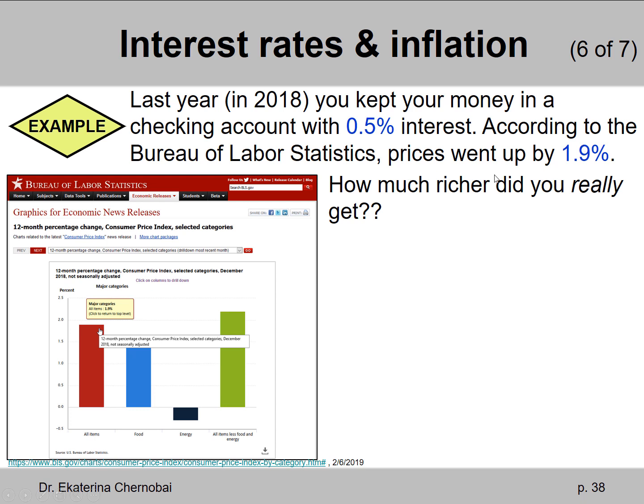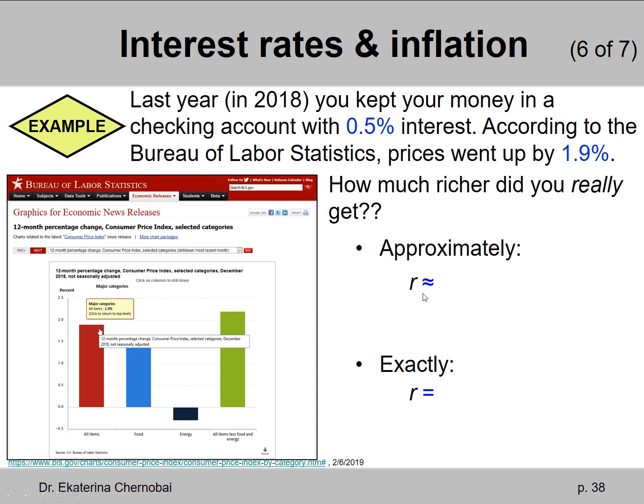What does it mean? So let's answer the following question. How much richer did you really get in 2018? If you earned a 0.5% interest on the money in your account, but prices went up by 1.9%. So let's do the math both exactly and approximately. Let's start with the approximate solution.